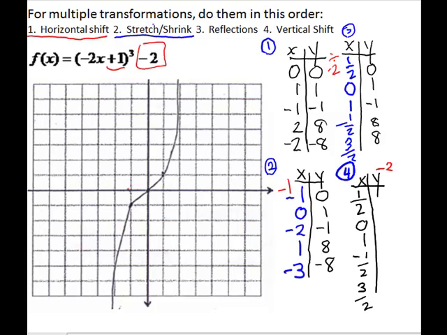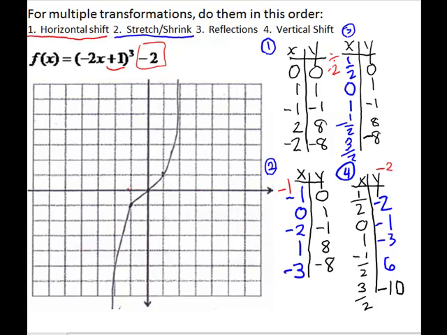I included the reflection with the stretch or shrink, and so we are ready for the vertical shift, and we are going to shift down 2. This is going to be with the y-axis, so we're going to subtract 2 on the y's from our third set of data points. So 0 minus 2 will be negative 2. 1 minus 2 will be a negative 1. Negative 1 minus 2 will be negative 3. 8 minus 2 will be 6. And negative 8 minus 2 will be a negative 10.